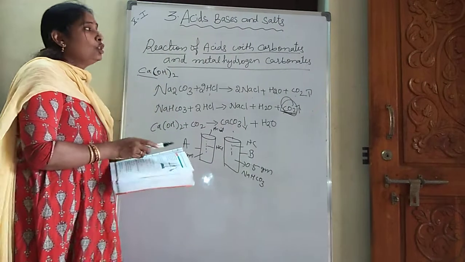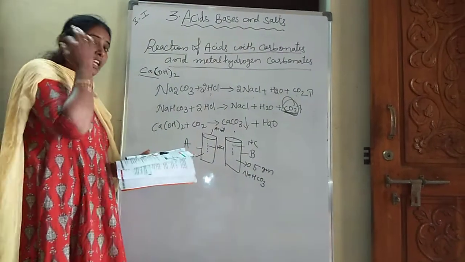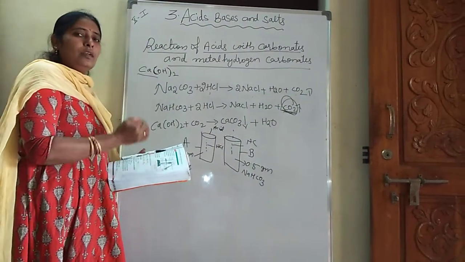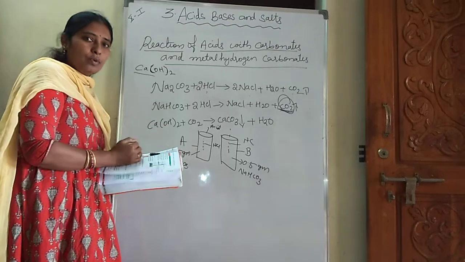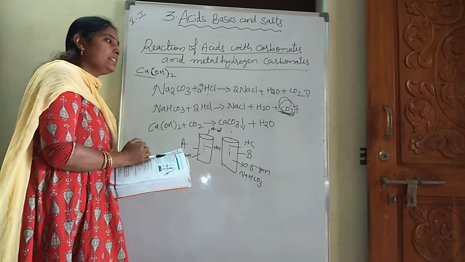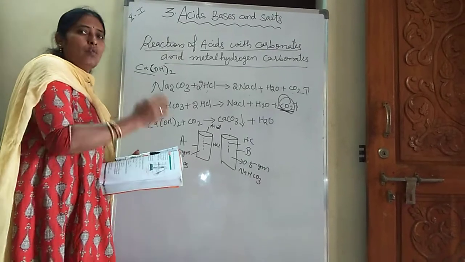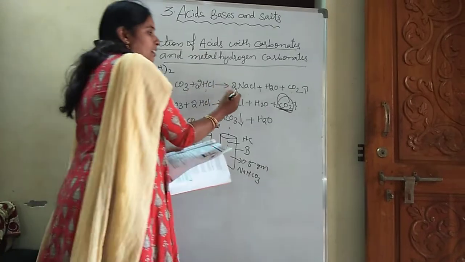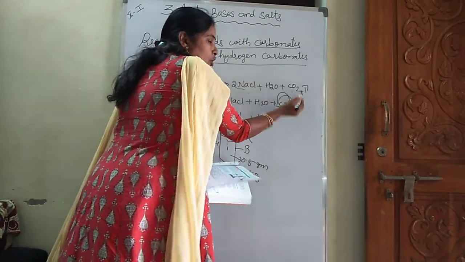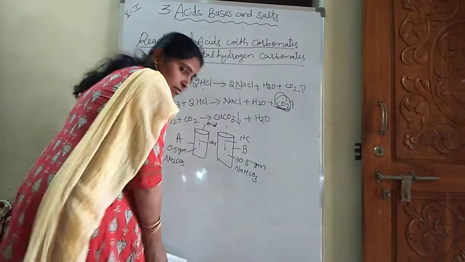This is our fourth activity. Any carbonate or metal hydrogen carbonate reacts with an acid to form salt, water and carbon dioxide. Salt, water, carbon dioxide. Next, let us move to the next topic.